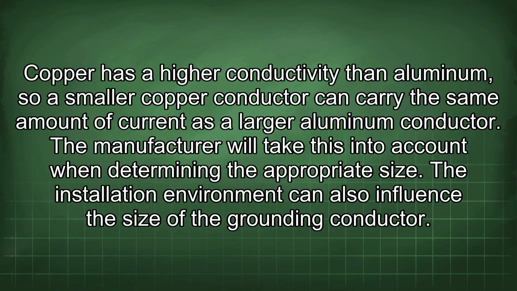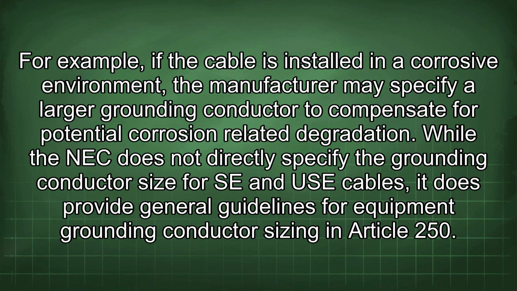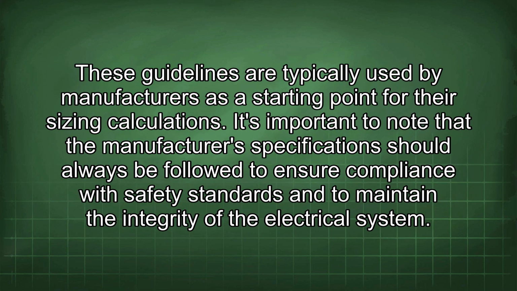The installation environment can also influence the size of the grounding conductor. For example, if the cable is installed in a corrosive environment, the manufacturer may specify a larger grounding conductor to compensate for potential corrosion-related degradation. While the NEC does not directly specify the grounding conductor size for SE and USE cables, it does provide general guidelines for equipment grounding conductor sizing in Article 250. These guidelines are typically used by manufacturers as a starting point for their sizing calculations. It's important to note that the manufacturer's specifications should always be followed to ensure compliance with safety standards and to maintain the integrity of the electrical system.